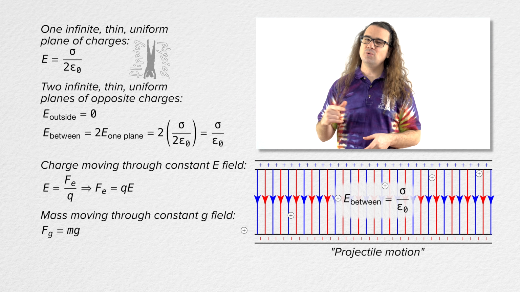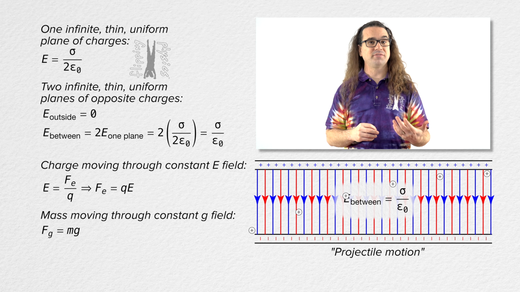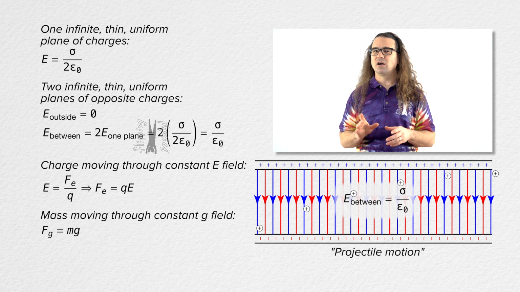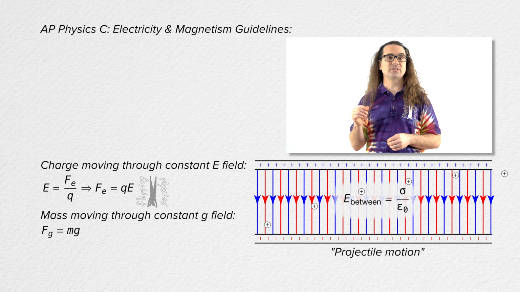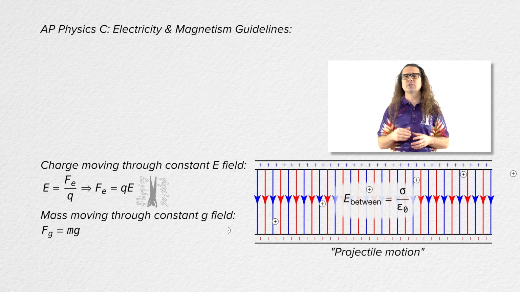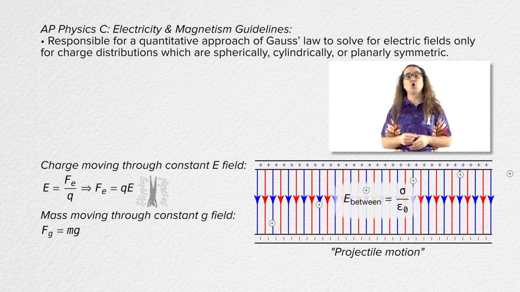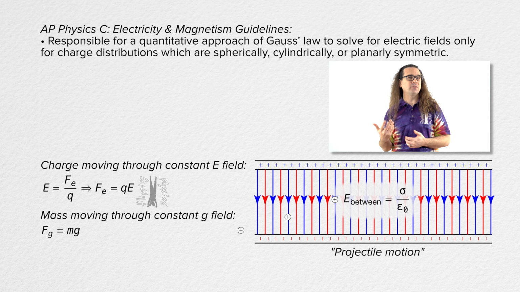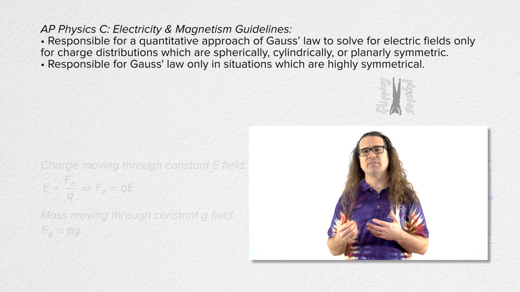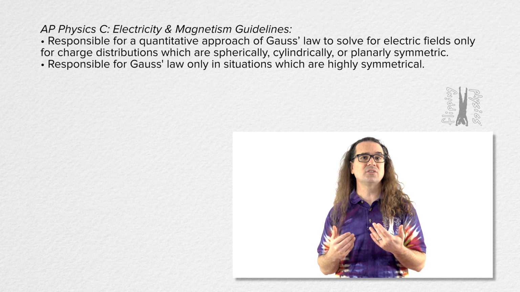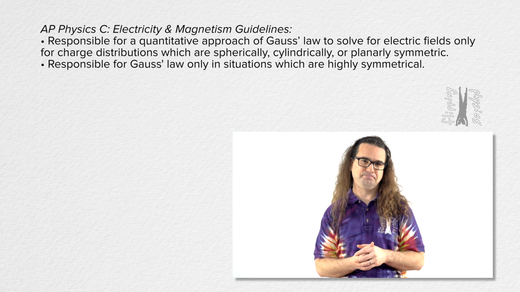Okay, a few loose ends to tidy up about electric flux and Gauss's law. According to the AP Physics C Electricity and Magnetism Guidelines, you are responsible for a quantitative approach to Gauss's law to solve for electric fields only for charge distributions which are spherically symmetric, cylindrically symmetric, or planarly symmetric. In other words, to keep the math from getting overly complicated, you are responsible for solving equations with Gauss's law only in situations which are highly symmetrical.